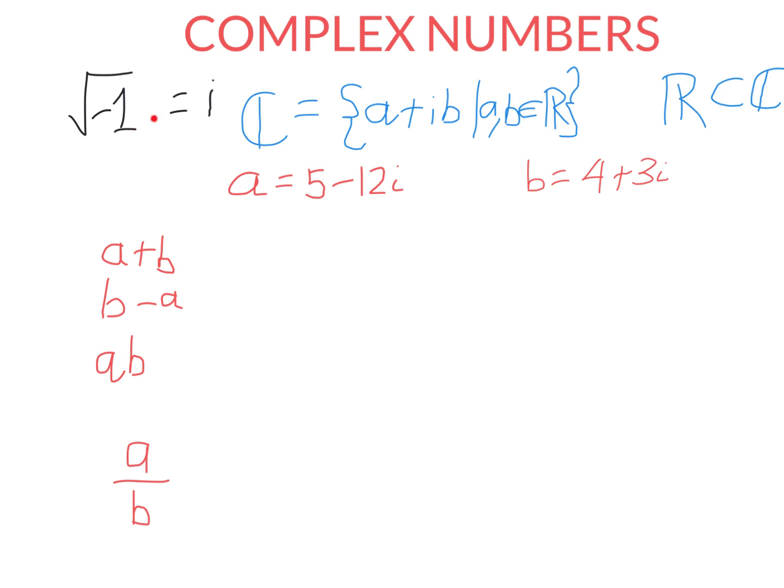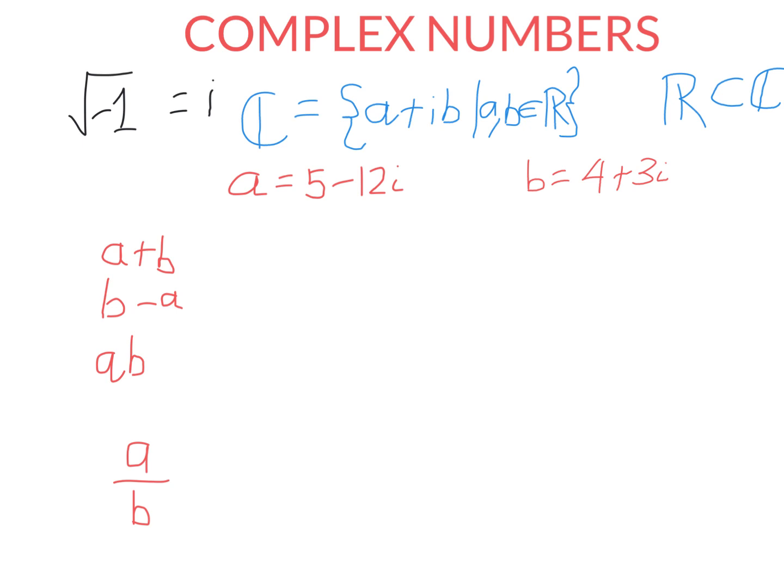So from this fact here, we get the set of complex numbers. The complex numbers are the set of all numbers a plus ib, where a and b are real numbers. So note the real numbers that we're used to, all the rationals and all the irrational numbers, are a subset of the complex numbers.